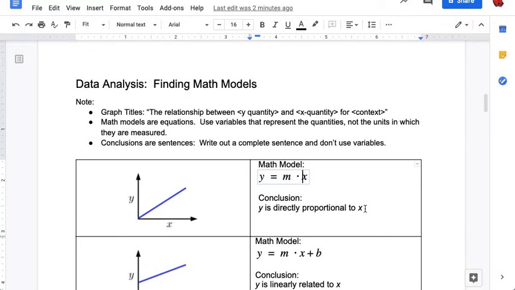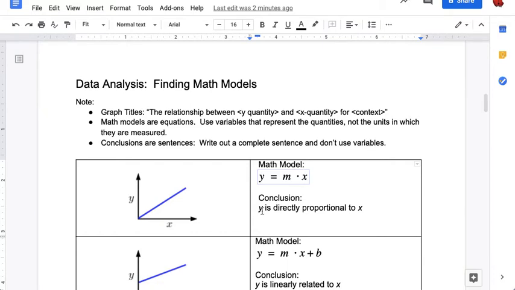Okay, so put that in your toolbox so that for the rest of the year when you graph data that you collect and it looks like this, a straight line when you plot it, you'll know what the math model is going to be and you'll know what the conclusion is going to be. So pause the video if you need to get that in your toolbox.